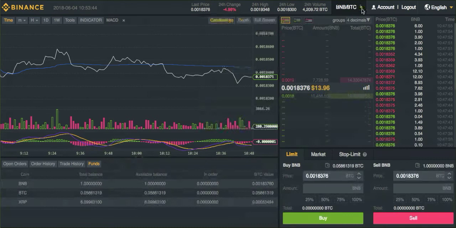Then obviously you need to create an account on Binance. I'm going to give you a link where you will go through to create an account if you don't have any.